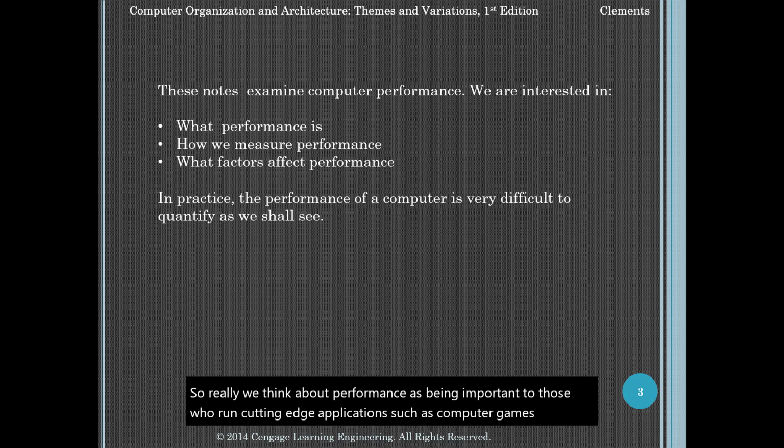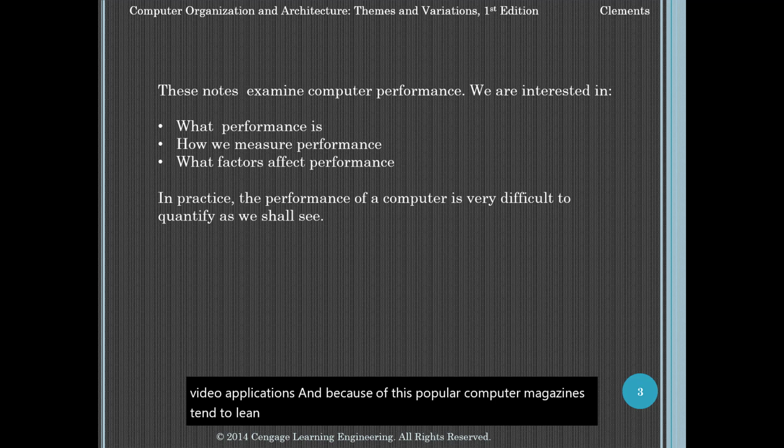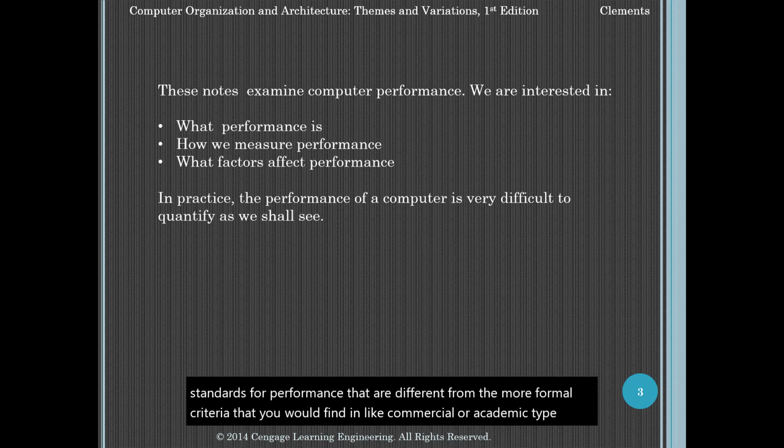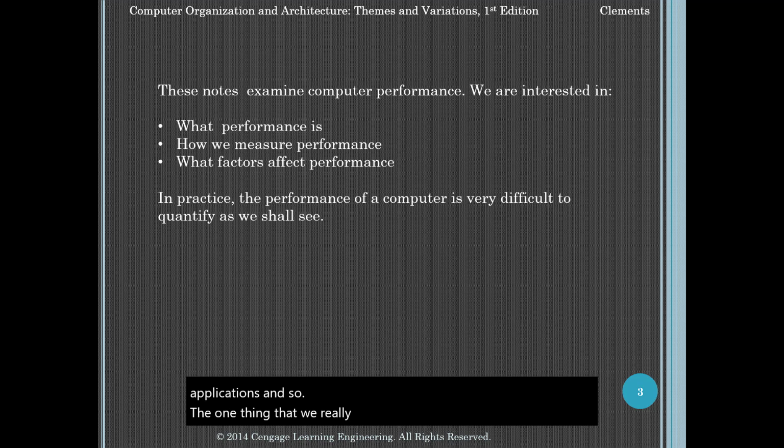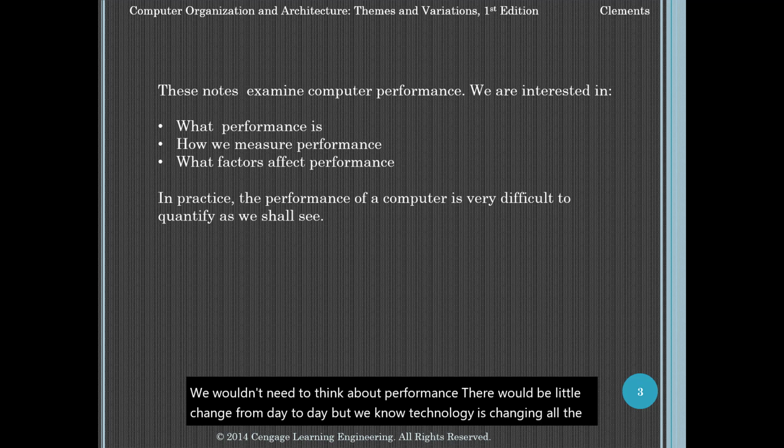video applications. And because of this, popular computer magazines tend to lean towards the consumer and have defined their own standards for performance that are different from the more formal criteria that you would find in commercial or academic type applications. And so the one thing that we really want to talk about, in this static world where we wouldn't need to think about performance, there would be little change from day to day, but we know technology is changing all the time, right? It's developing at a phenomenal rate.